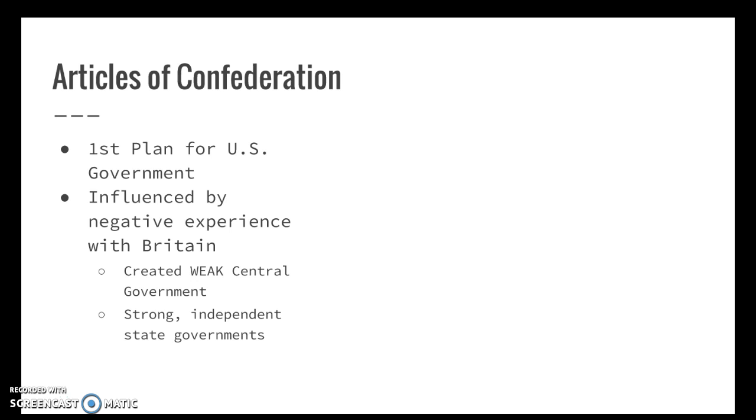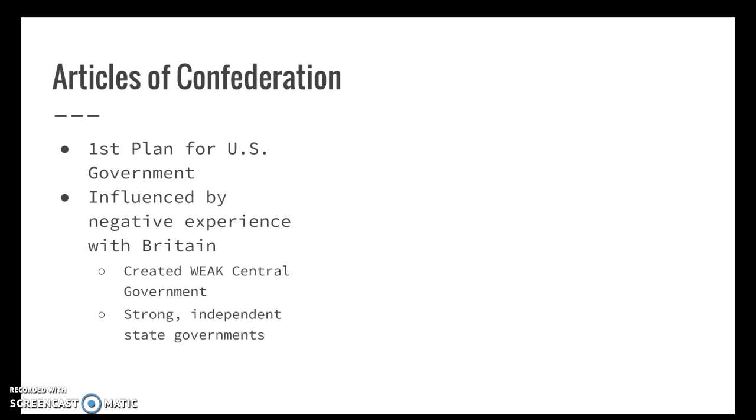The Articles of Confederation. Remember, this was the first plan for the U.S. government. The U.S. Constitution was not first. This is right after the American Revolution. The Articles of Confederation was the first plan they came up with. And they were making this plan after they had just gotten done fighting this really long, bitter, bloody war with the British from Great Britain.